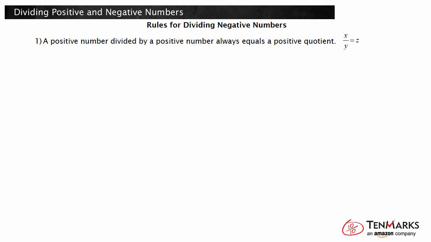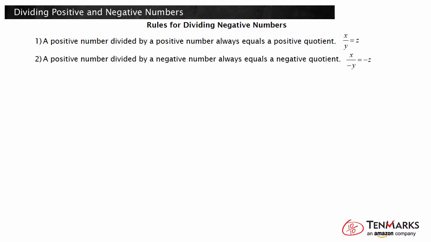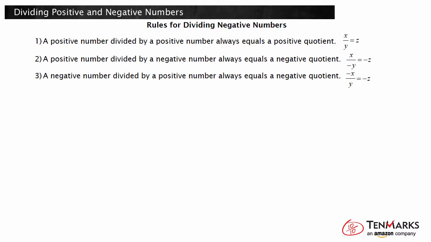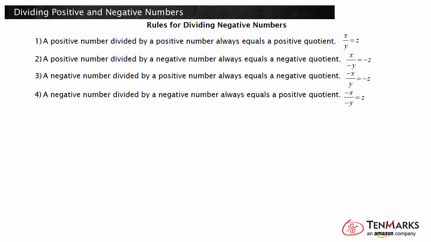In this video, you will learn how to divide positive and negative numbers and determine if the quotient will be positive or negative. What conditions create a negative quotient? A positive number divided by a positive number always equals a positive quotient. A positive number divided by a negative number always equals a negative quotient. A negative number divided by a positive number always equals a negative quotient. And a negative number divided by a negative number always equals a positive quotient.